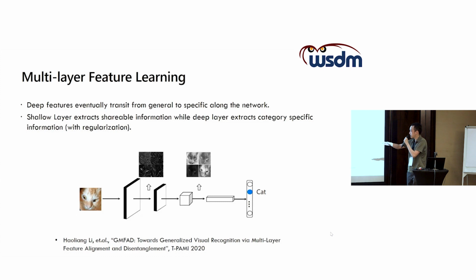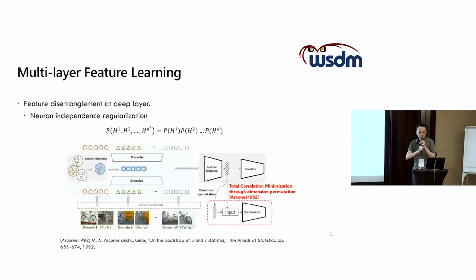So as you can see, based on the shallow layers, we extract low-level information like the edge and contour information. But the deep layers can extract more semantic information, and this kind of semantic information can benefit this kind of learning problem.